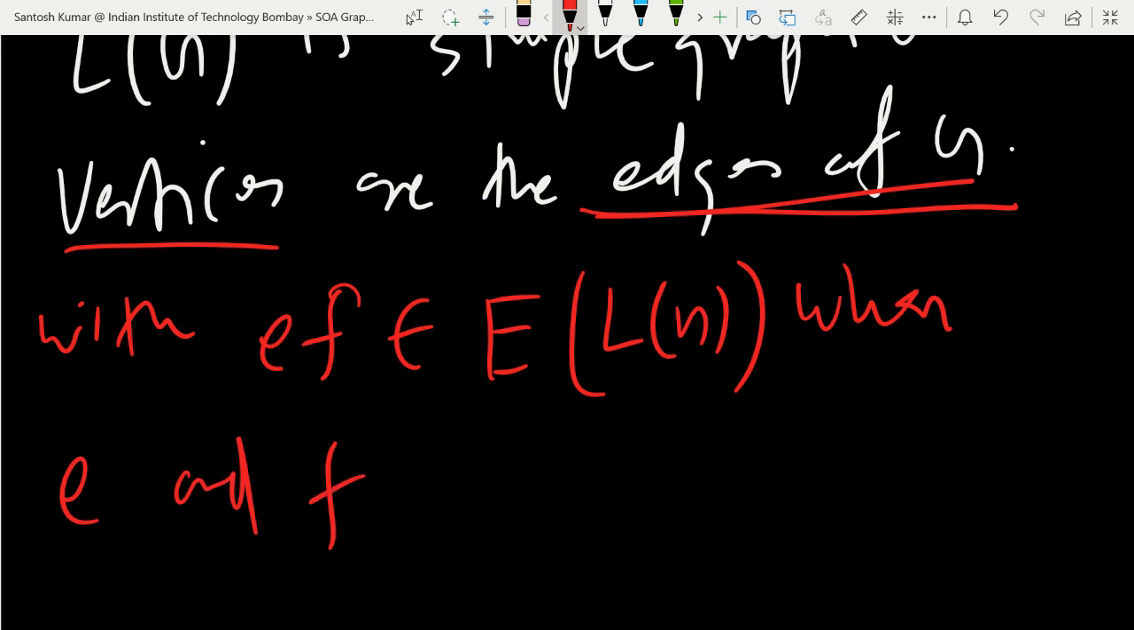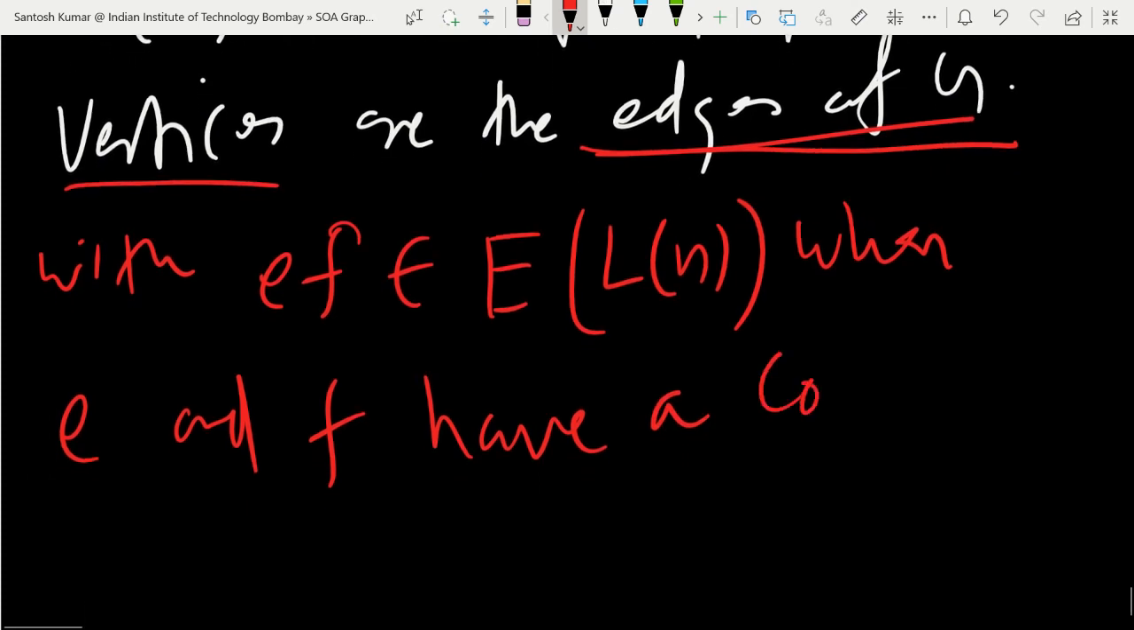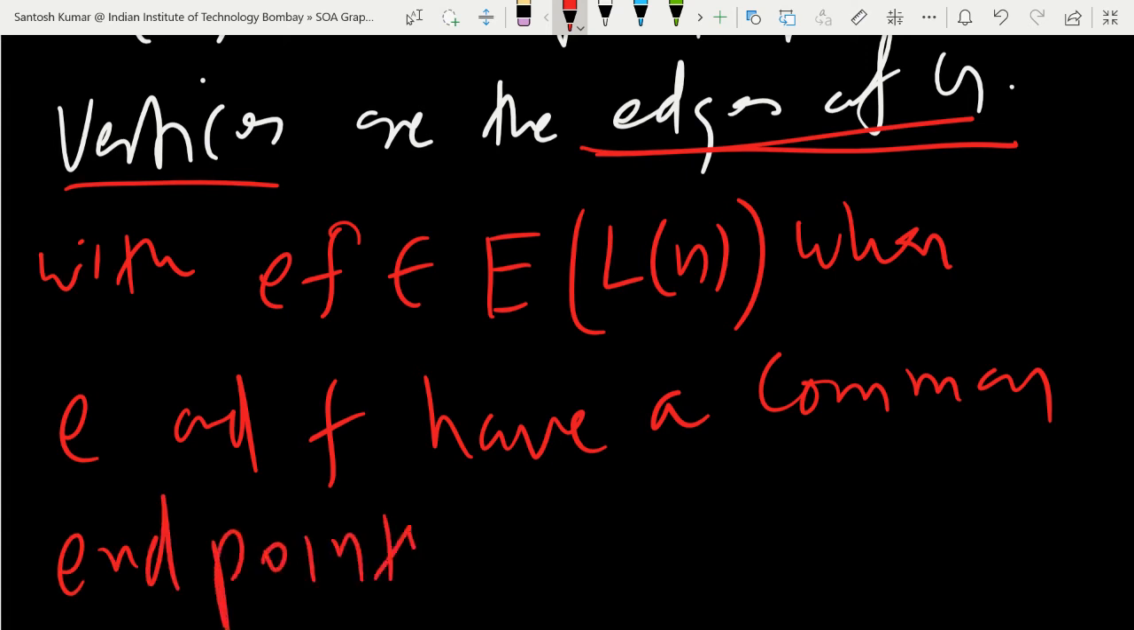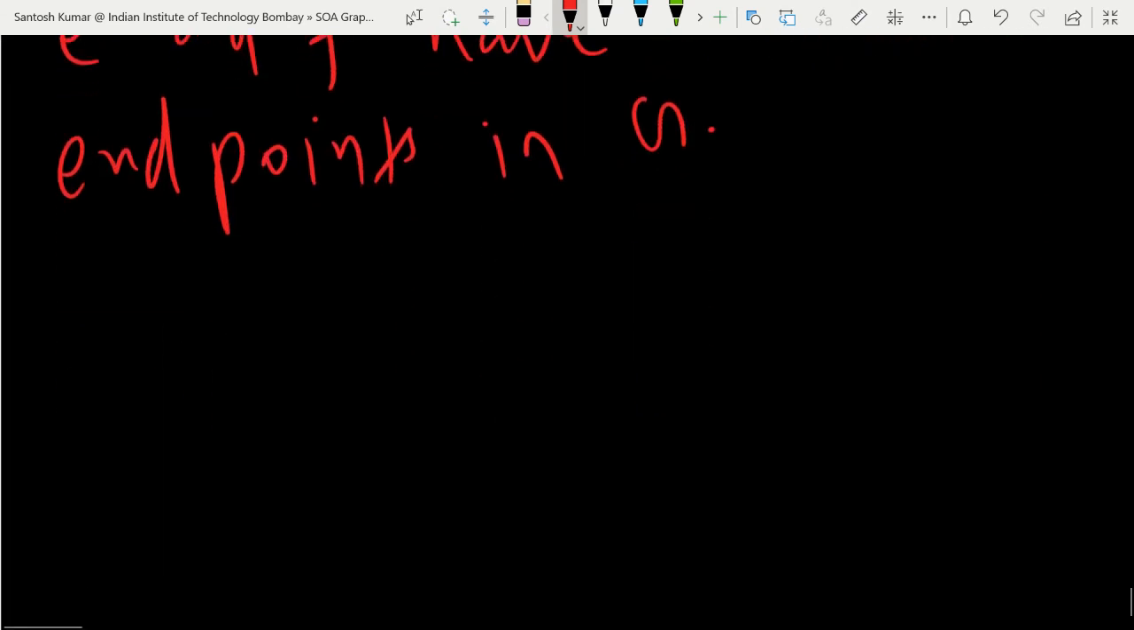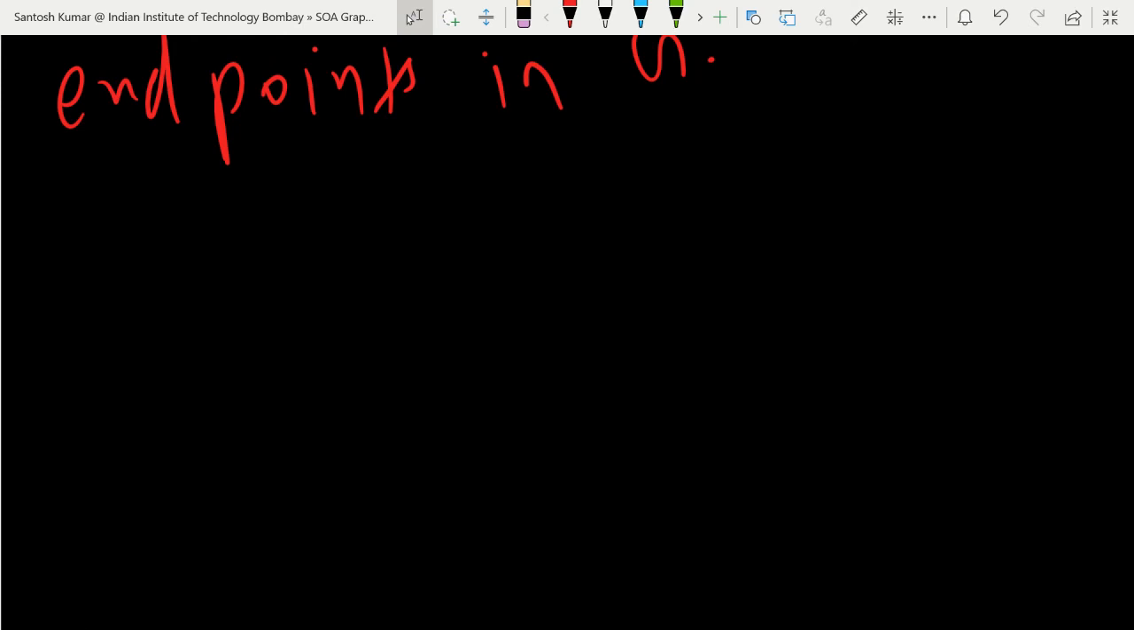So I am writing EF is an edge in the line graph when E and F have a common endpoint in G. So two edges in G, you will take them as vertices and you will join an edge in the line graph only if they have a common endpoint in G. You will understand better with an example.